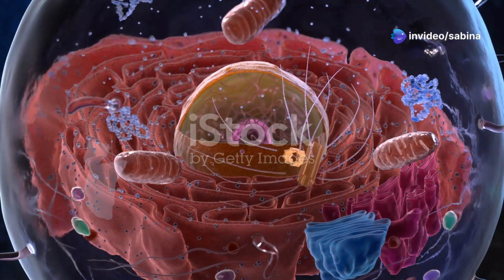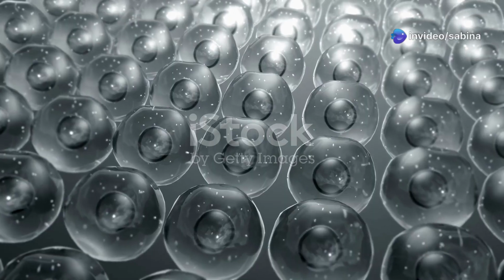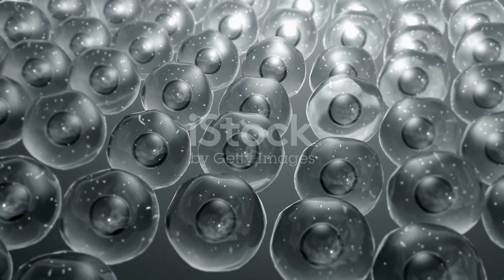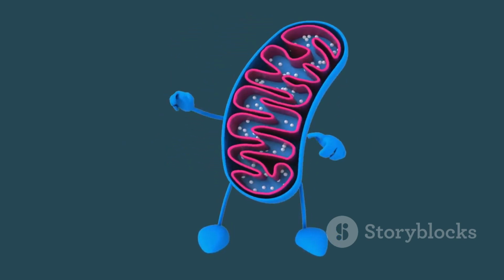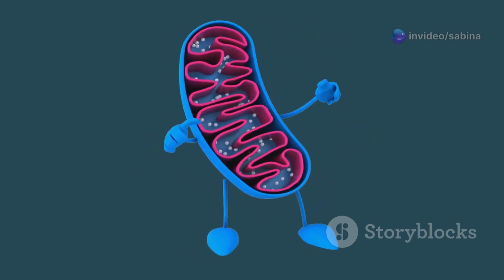Mitochondria are often called the powerhouses of our cells. They are tiny structures that produce energy for our bodies to function. This energy comes in the form of ATP, which fuels everything from our muscles to our brains.